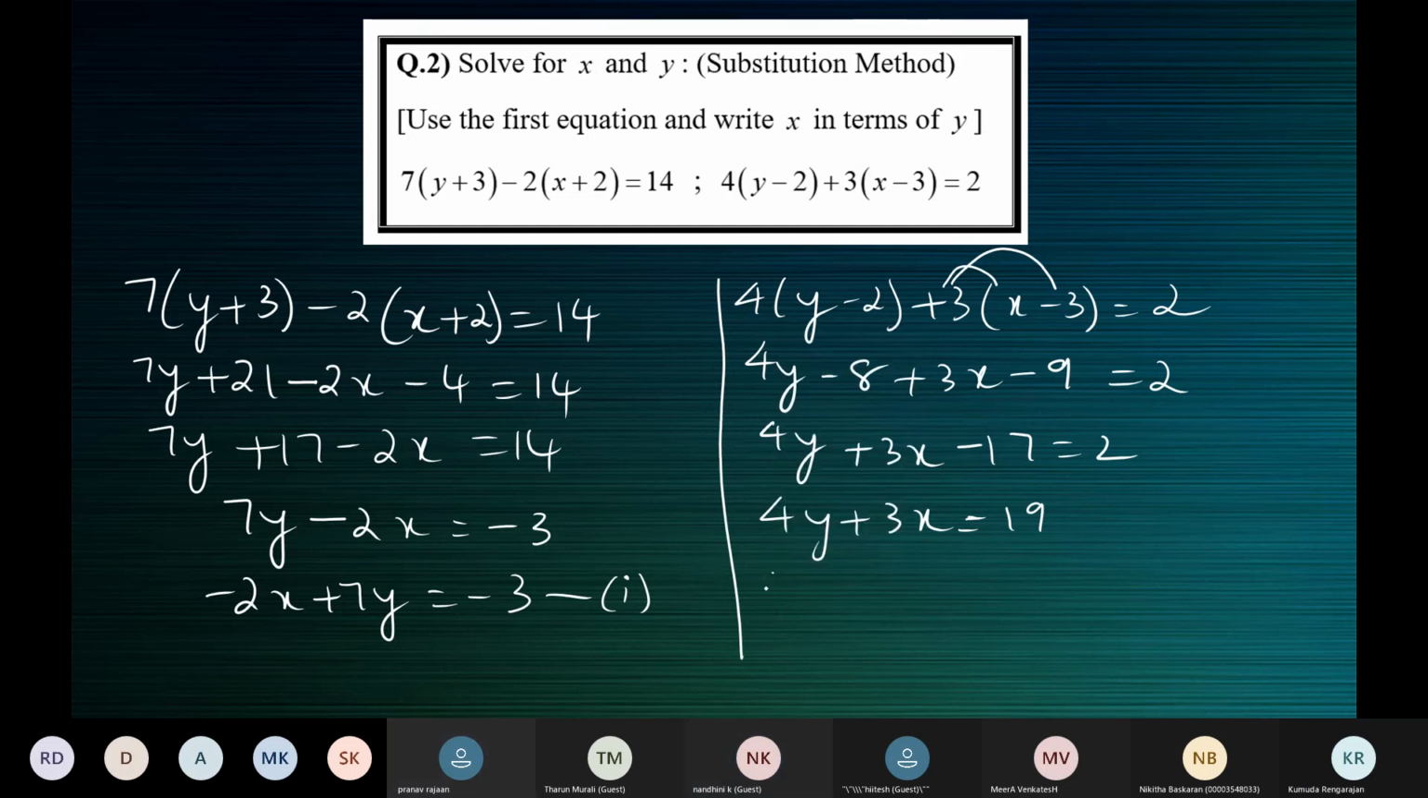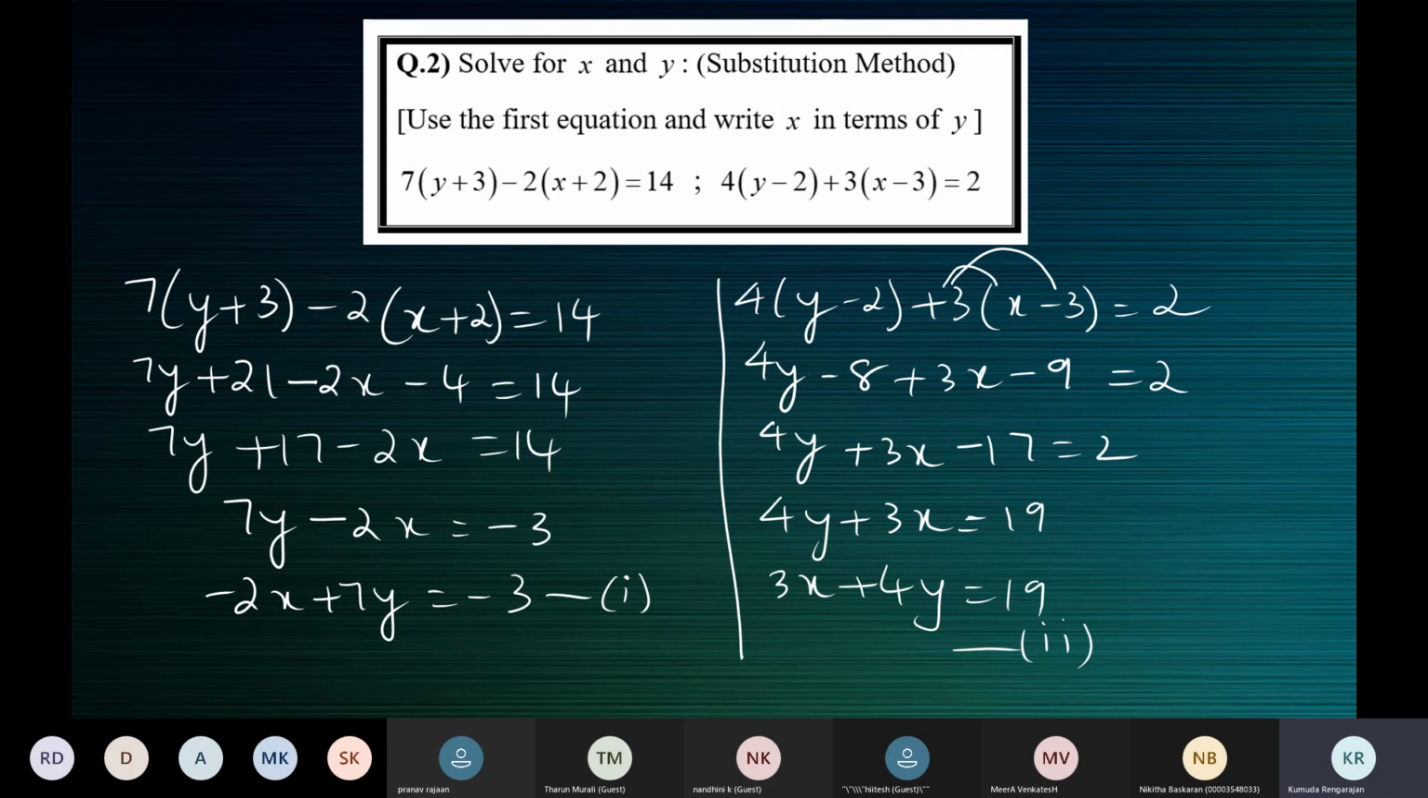3x plus 4y is equal to 19. Now we've got the equations in the standard form. In the standard form, you can see the x term, you can see the y term, you can see the constant.